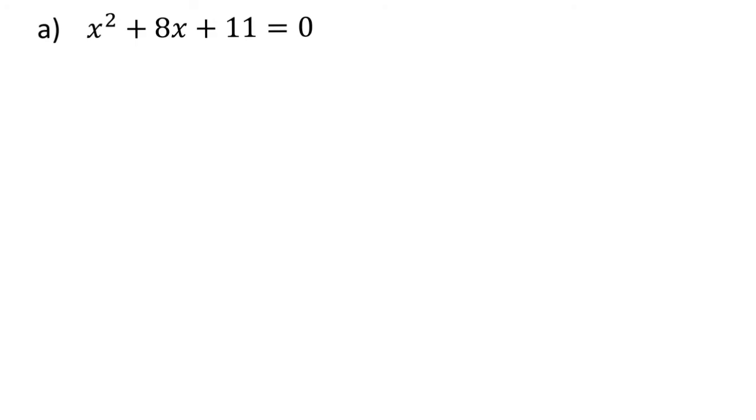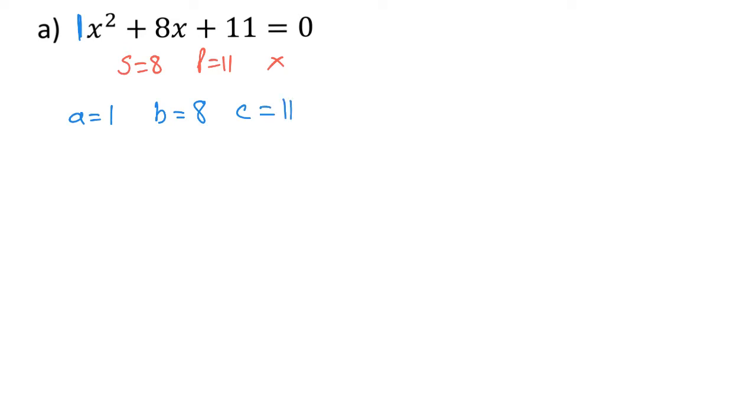Now it's always good practice here to try the sum and product method. So sum is 8, product is 11, but there's no such numbers that will multiply to 11 and add to 8, so then we need to use the quadratic formula. So in that, a will equal 1, so the coefficient of x² is 1, b is going to be 8, and c is 11.